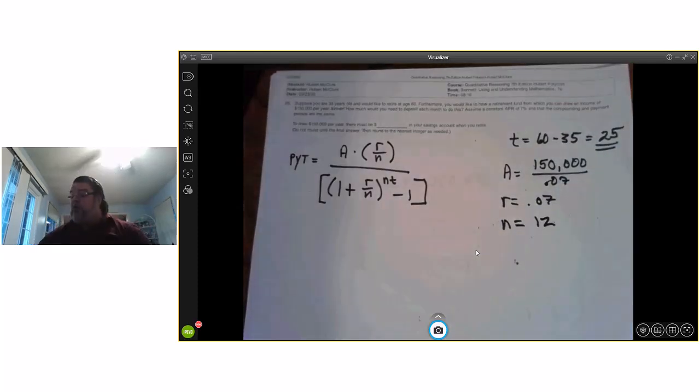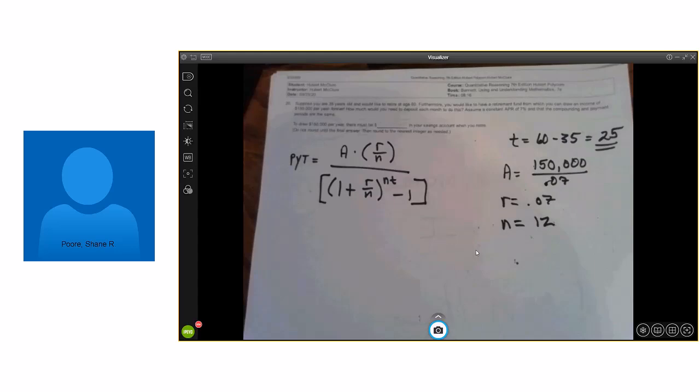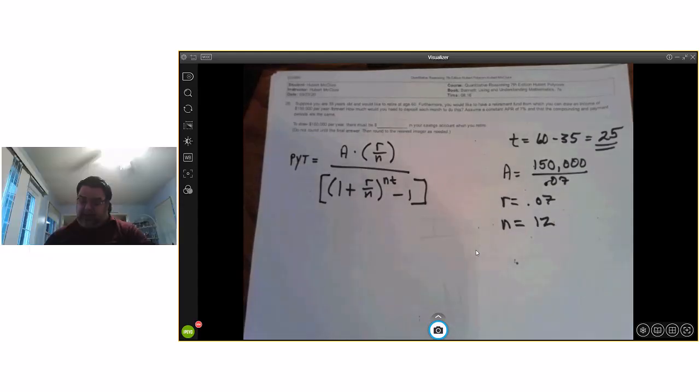Now somebody divide that 150,000 by 0.07 for me, please. I'll have to use my calculator. You can't see my calculator on my phone because it has a white background. So I'm sorry. And y'all communicate so well.